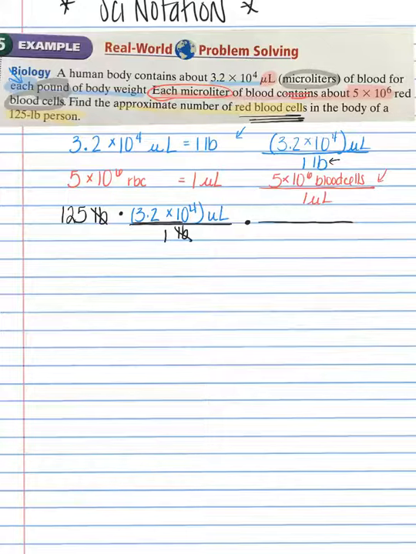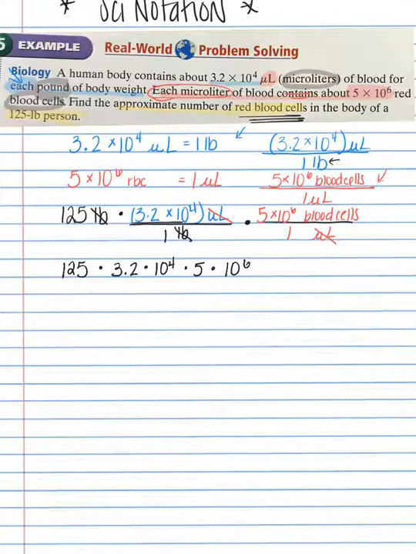So I know that this relationship up here will give me microliters to blood cells. I'm going to cross these out. And what do I know about the relationship between microliters and blood cells? 1 microliter is 5 times 10 to the 6th blood cells. Okay, now I'm left with some pretty icky math, but my pounds crossed out, my microliters crossed out, and I'm left with blood cells. Is that what it wants? Why, yes it is. So let's do the math. I've got 125, and I'm multiplying that by 3.2, and by 10 to the 4th, and by 5 times 10 to the 6th.